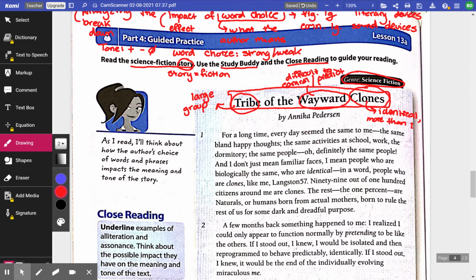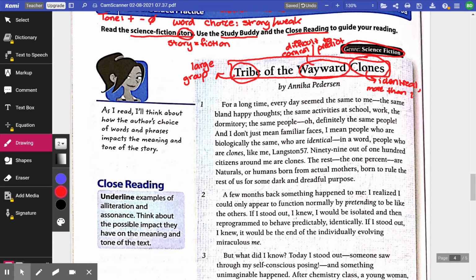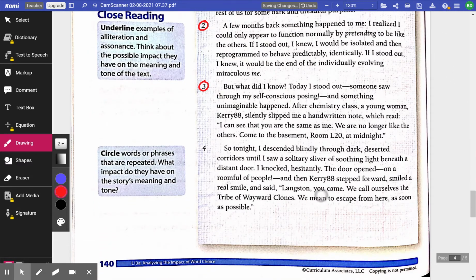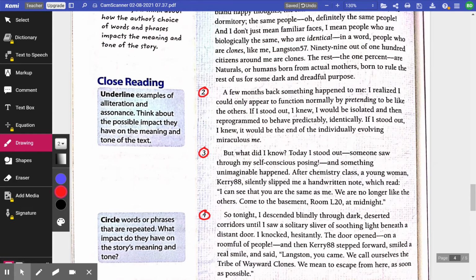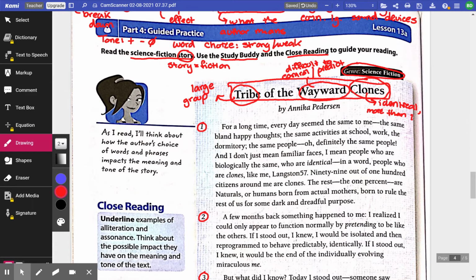So now that I have broken apart my title, I'm going to go ahead and circle my paragraph numbers. That way they're easy for me to notice. And in this story, I just have 4 paragraphs to look at, so that's not unreasonable. We've looked at things that are way longer. So, our directions tell me that as I am reading, I have to look back at this study buddy and I have to think about what the study buddy is telling me. So, the study buddy says, as I read, I'm going to think about the author's choice of words and phrases and how that impacts the meaning and the tone of the story.